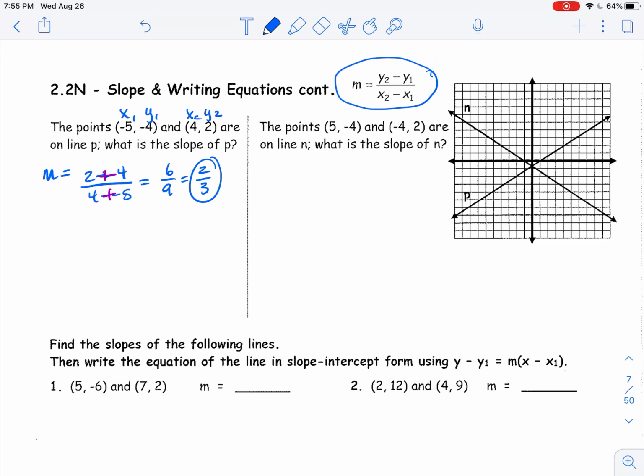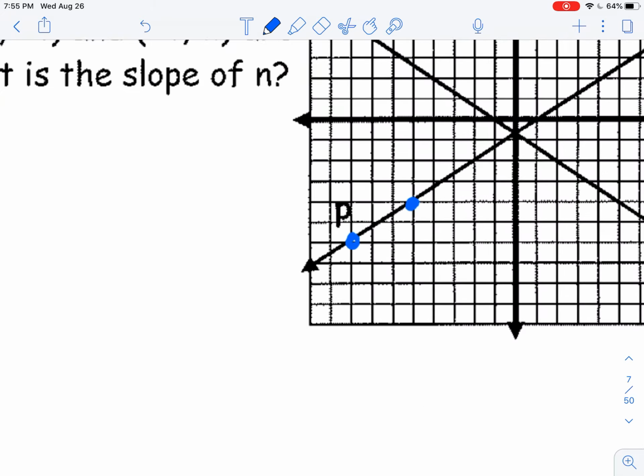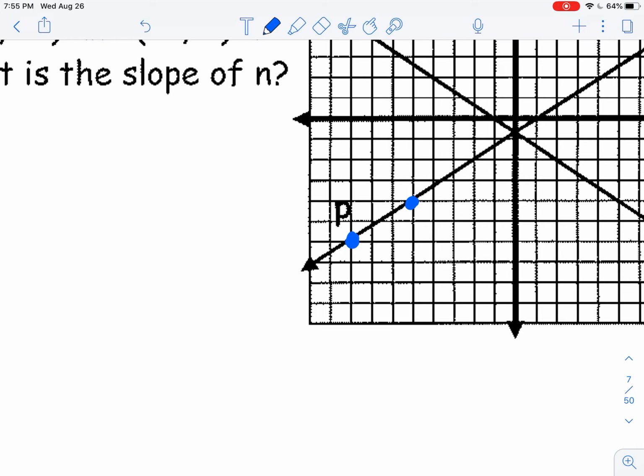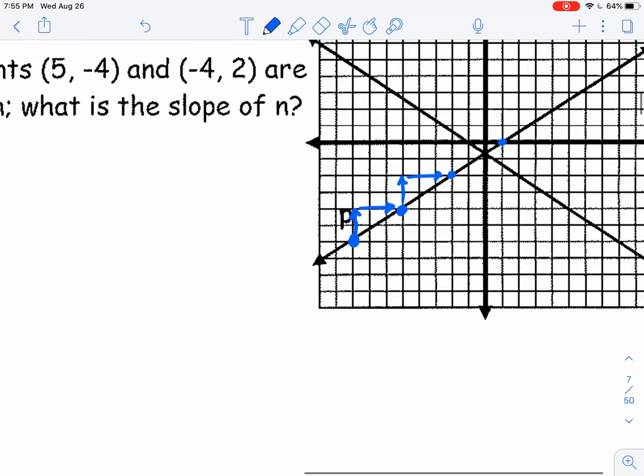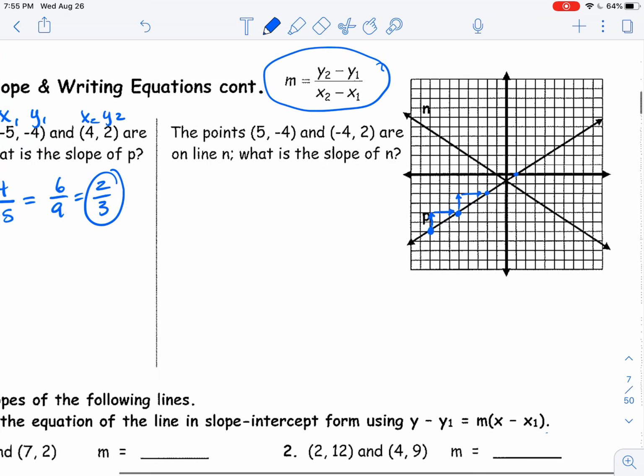If we're looking at line P, and we pick 2 points that are exactly on the grid, so if I'm going to pick that guy and that guy, we can see that from this point to this point, we rise 2 and we run 3. Again, you're picking points that land exactly on the grid. Rise 2, run 3, and so forth. Let's take a look at the next example.